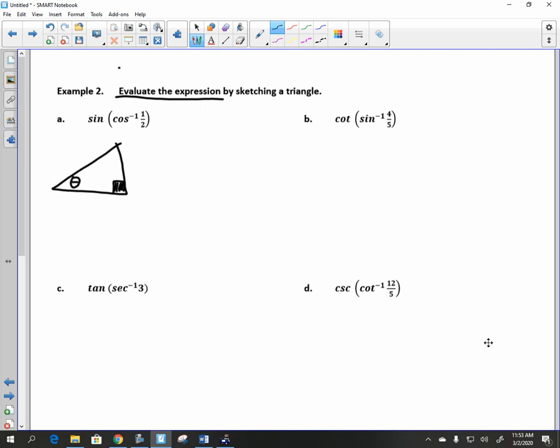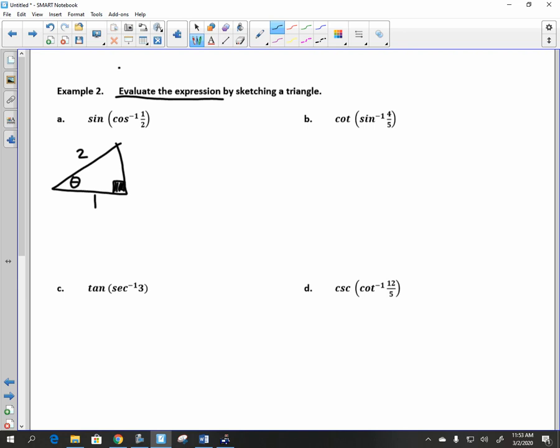Is cosine opposite, adjacent, hypotenuse? What is the ratio using opposite, adjacent, hypotenuse for cosine? Adjacent over hypotenuse. So 1 and 2. Adjacent would be 1, hypotenuse would be 2. So I'm making a triangle that constructs this problem.